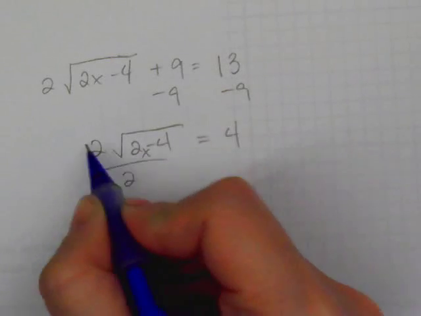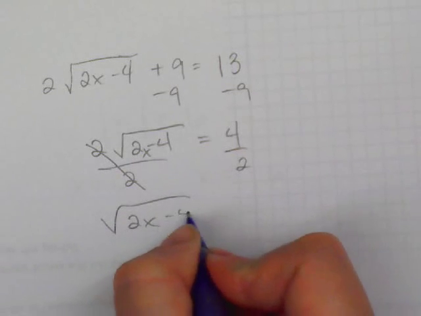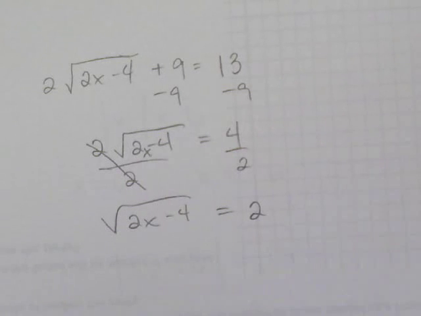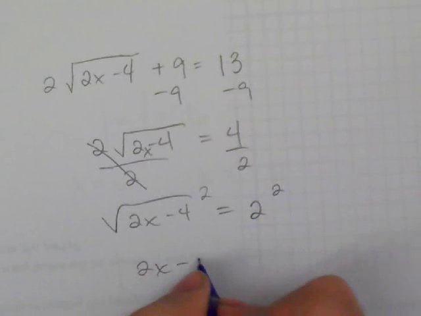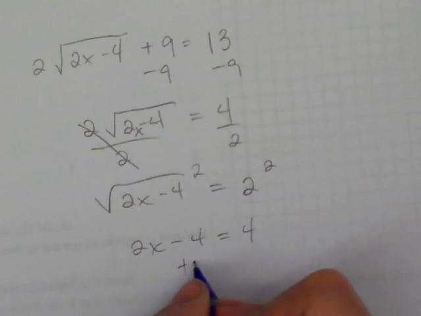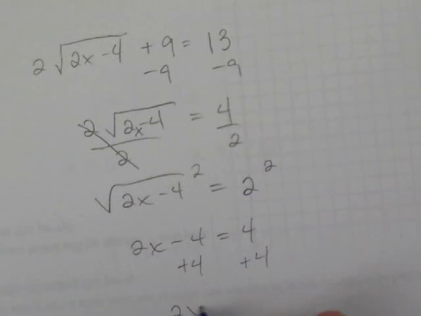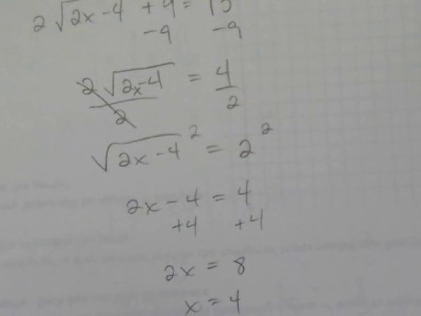Divide by the 2. Square root 2x minus 4 equals 2. Now what do I do? Square both sides. So I have 2x minus 4 equals 4. And from there, you just solve it like a normal equation. Questions on that?